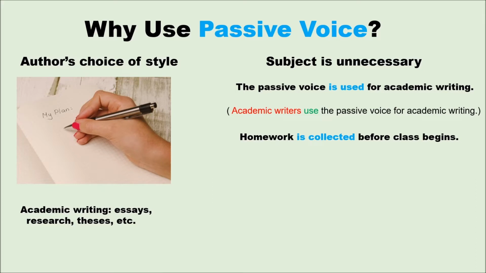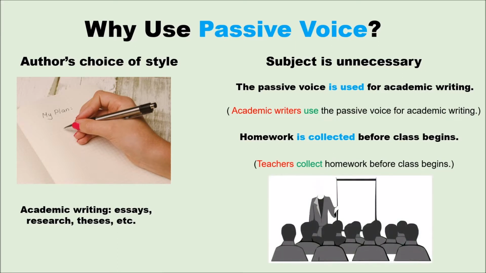Homework is collected before class begins. Excellent. We'll use this sentence later in a more close-up look example, but here the active sentence: teachers collect homework before class begins. Everyone knows it's the teacher that collects the homework. Therefore, the subject, teachers, is unnecessary to the sentence. Let's review the correct passive voice sentences. The passive voice is used for academic writing. Homework is collected before class begins.